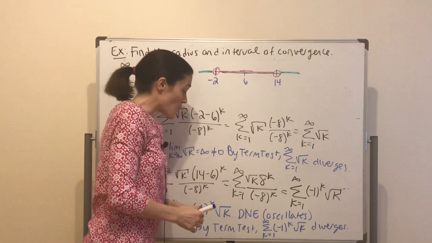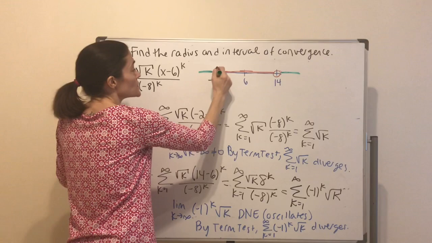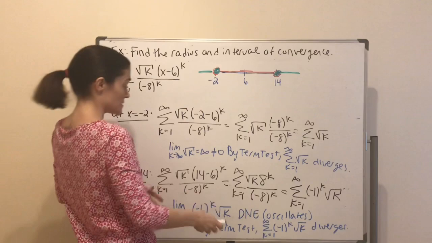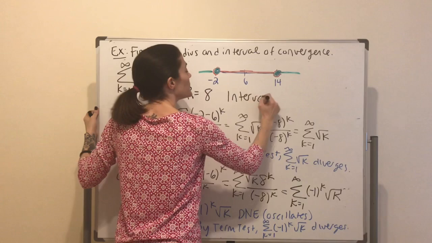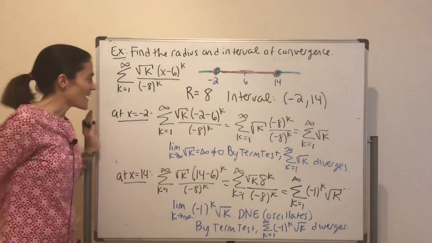So in this example, we have diverges and diverges at both endpoints. To finish the story, I didn't write it, so let's do it now. My capital R we found was 8, and my interval is open. It goes from negative 2 to 14, like this.